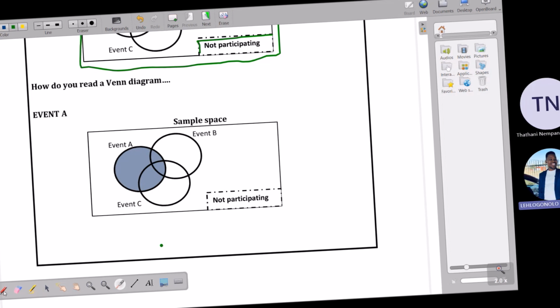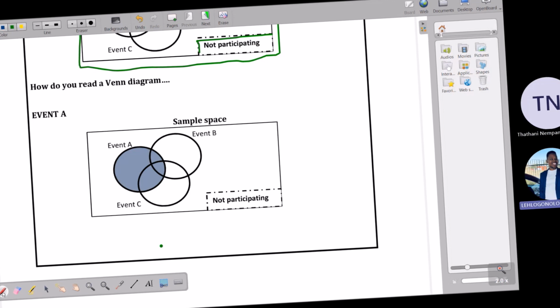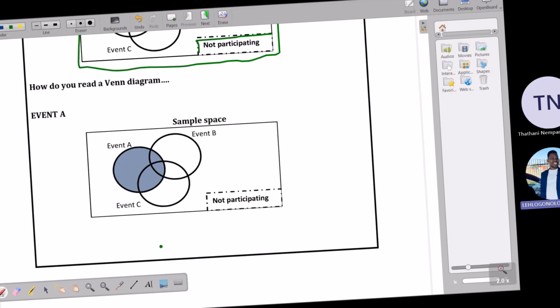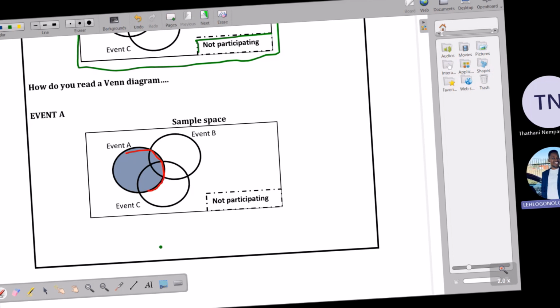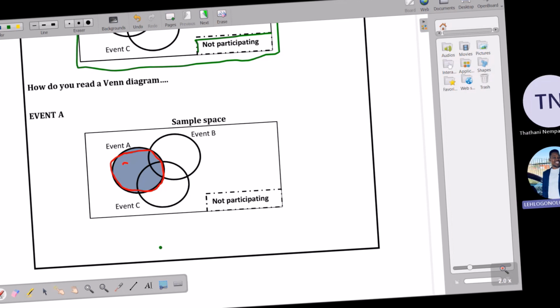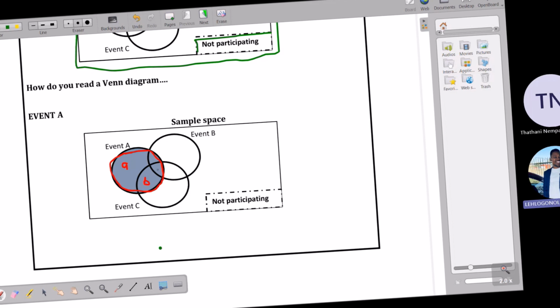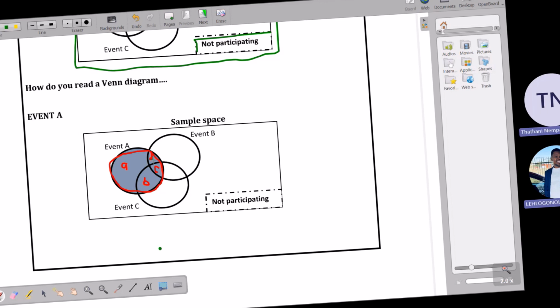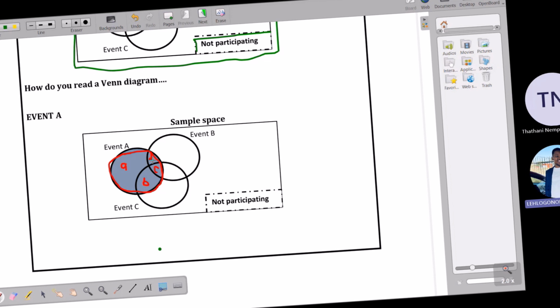But when they touch one another, what we are focusing on is only the section of event A. Event A is only appearing within this region that is shaded. Let's assume that the frequency in this region is a, then the frequency in this is b, then the frequency in this is c, then the frequency in this is d. So these are the four frequencies that are occurring, but all of them involve event A.